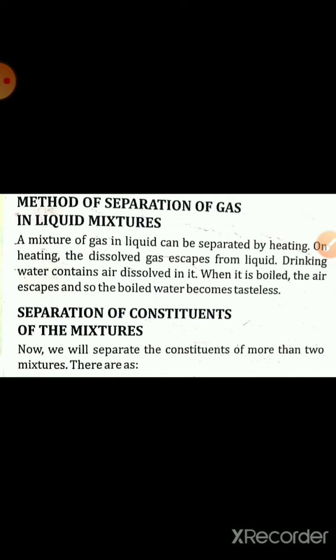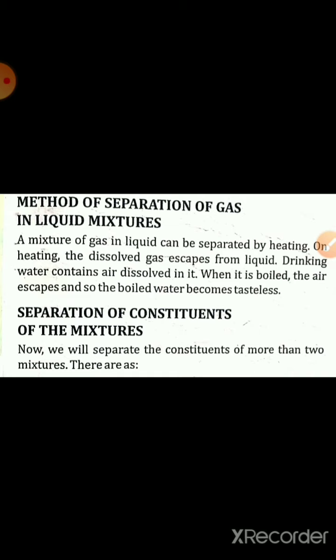In our daily life, we use drinking water. That drinking water is an example of a gas in liquid mixture, because in drinking water, air is dissolved, and we know air is in gaseous form. So how can we separate the components present in gas and liquid mixtures? Today we are going to discuss that.